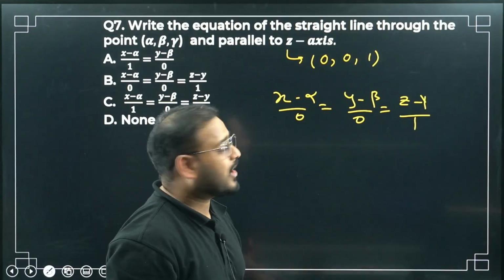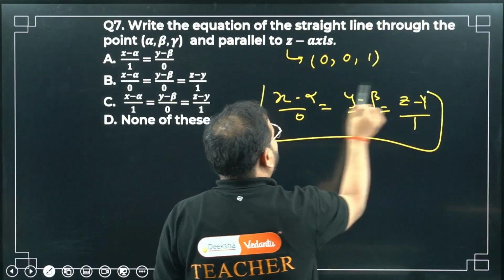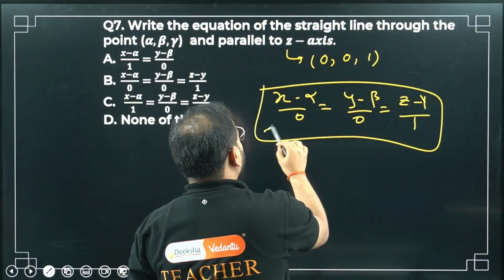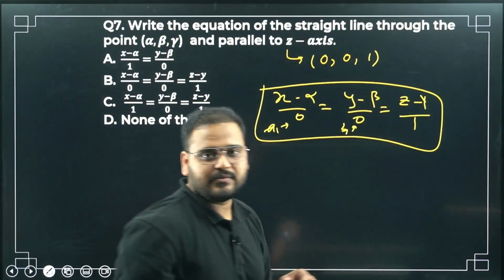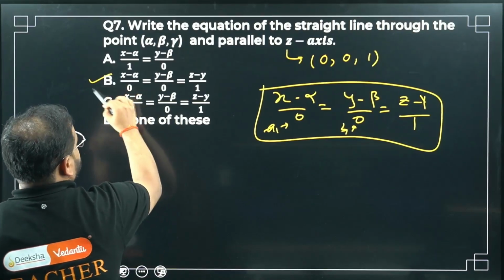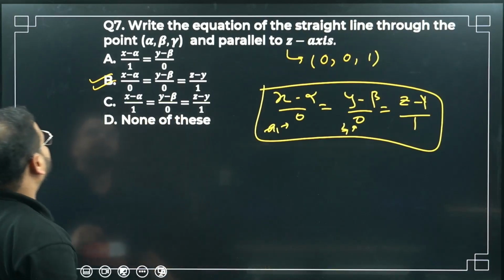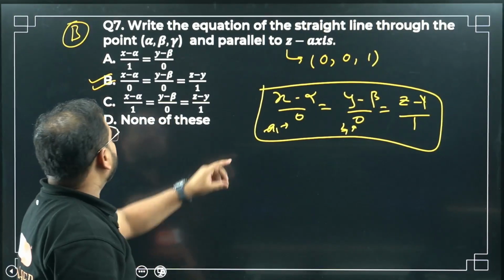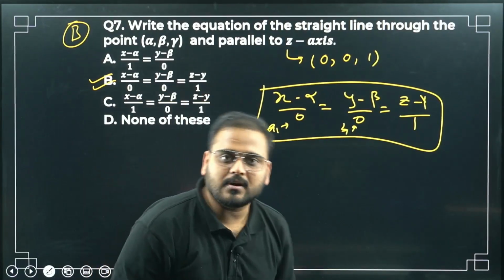Sir, how is it 0, 0, 0? It's the Cartesian form of the line. It's not the fraction we're talking about. This is a1, this is b1, and this is c1. So which form is this? Please check. So option number B. This is not y, this is gamma. Alpha, beta, gamma. Option number B is correct. X minus alpha by 0, y minus beta by 0, and z minus gamma by 1.